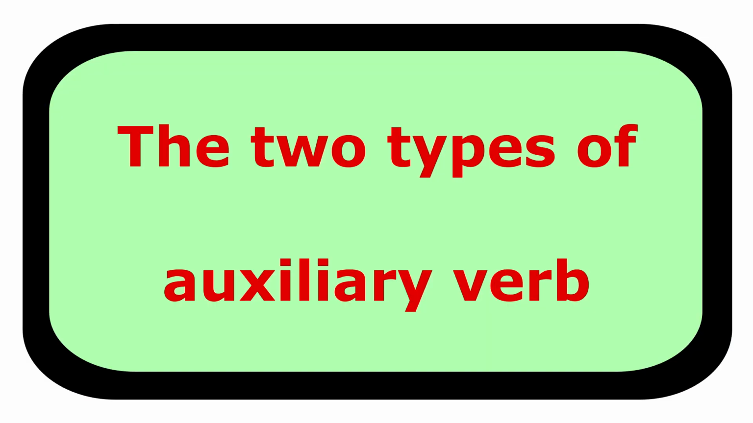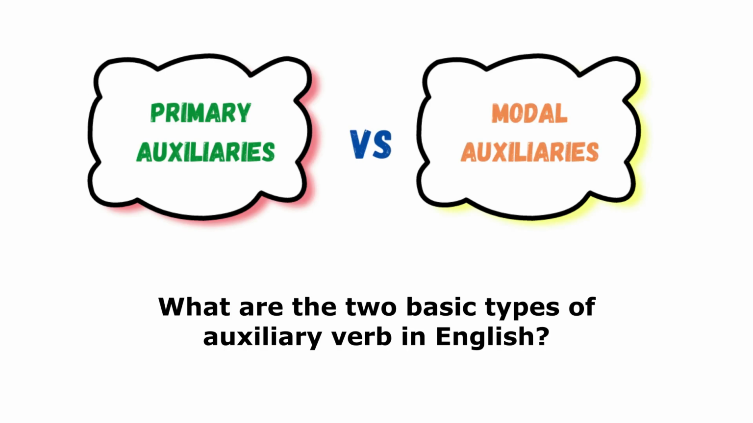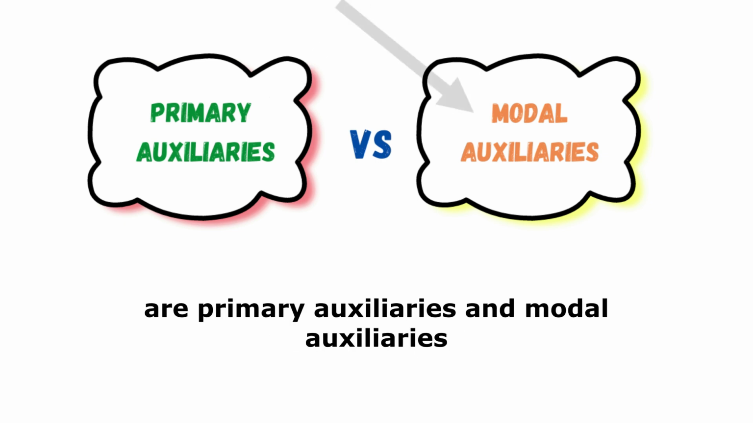Lesson 92. The two types of auxiliary verb. Primary. Modal. What are the two basic types of auxiliary verb in English? The two basic types of auxiliary verb in English are primary auxiliaries and modal auxiliaries.